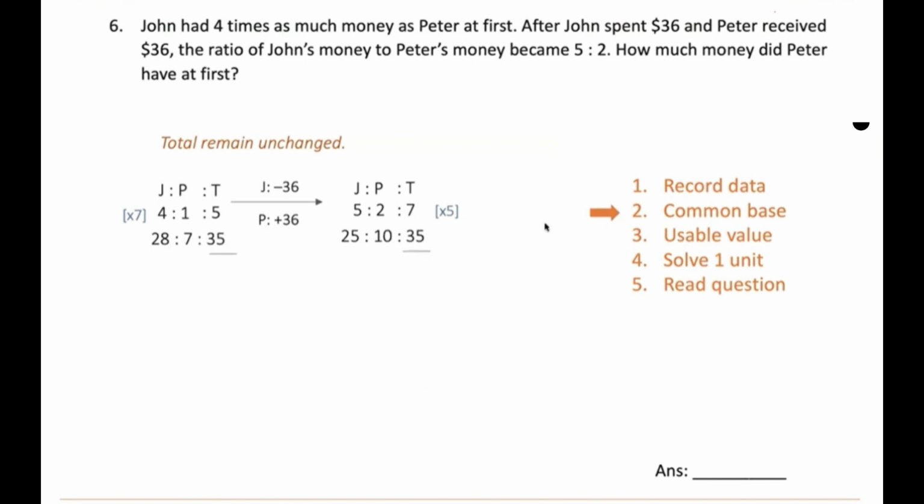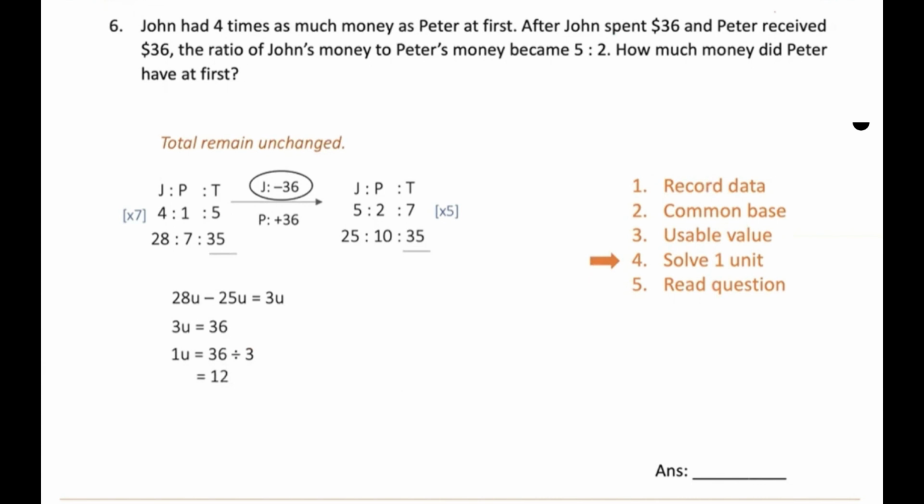Now, step 3, usable value. Again, there's two values, 36, 36. I will always use the top one. You can use the bottom one, doesn't matter. It's still the same answer, but I make it a habit. John minus 36. So focus on John. Okay, this is John. John at first is 28 units. In the end, it's 25 units. So John has reduced from 28 to 25, reduced by 3 units. So this reduction of 3 units must be equal to what John spent over here, $36. So 3 units, 36. 1 unit is 12. So 1 unit. Step 4 done.